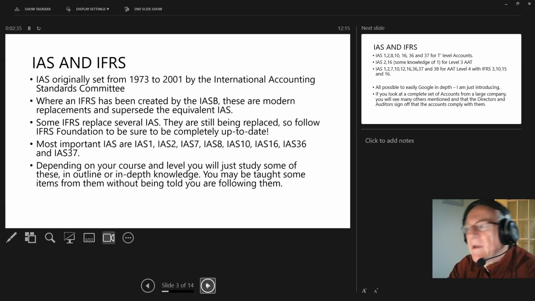IAS 39 has become IFRS 9. IAS 1 is actually now IFRS 18, although lots of syllabuses haven't kept up with that. I'll mention that again. And they replaced several IASs, although there's still plenty of them. They're still being replaced and there are updates happening all the time, slight adjustments to them in terms of the interpretation.